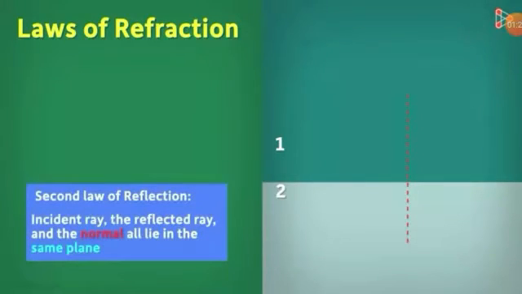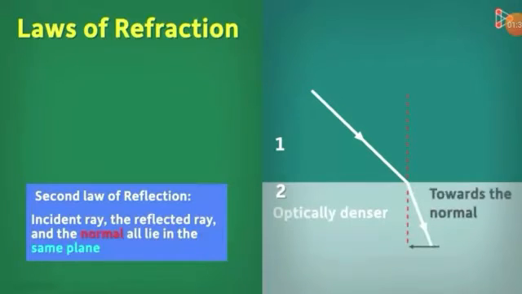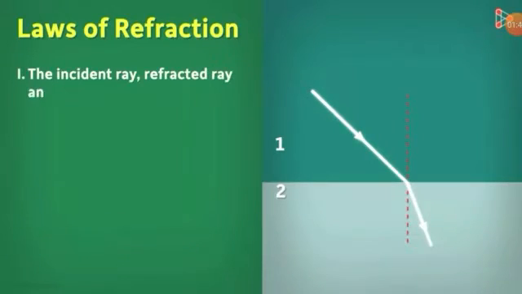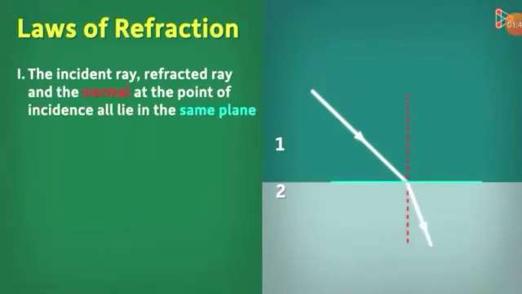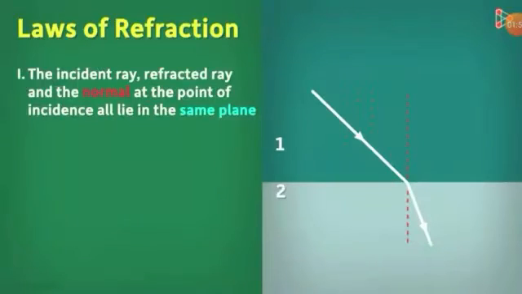The second law of reflection was that the incident ray, the reflected ray and the normal all lie in the same plane. That is also the first law of refraction: the incident ray, the refracted ray and the normal at the point of incidence all lie in the same plane. That means if I take a piece of paper, everything will be on that sheet of paper. It will not be out of that paper. It means it will be in the same plane.